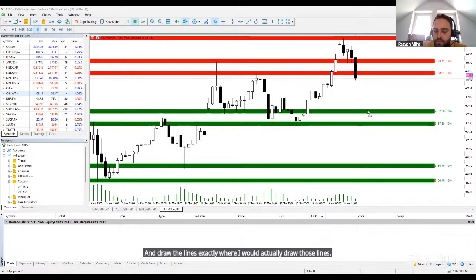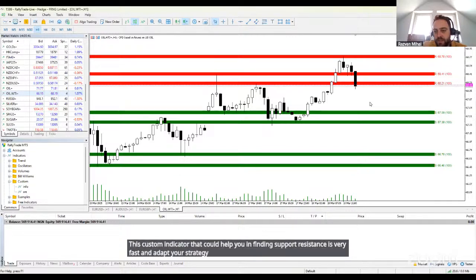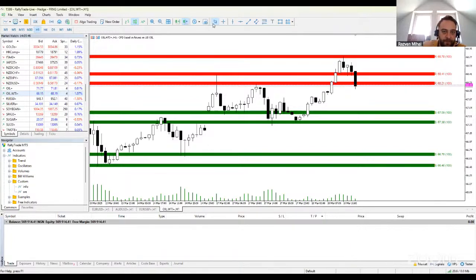How do you find it? What do you think about this custom indicator that could help you in finding support resistances very fast and adapt your strategy and know where to exit or where you would have very good entry points?